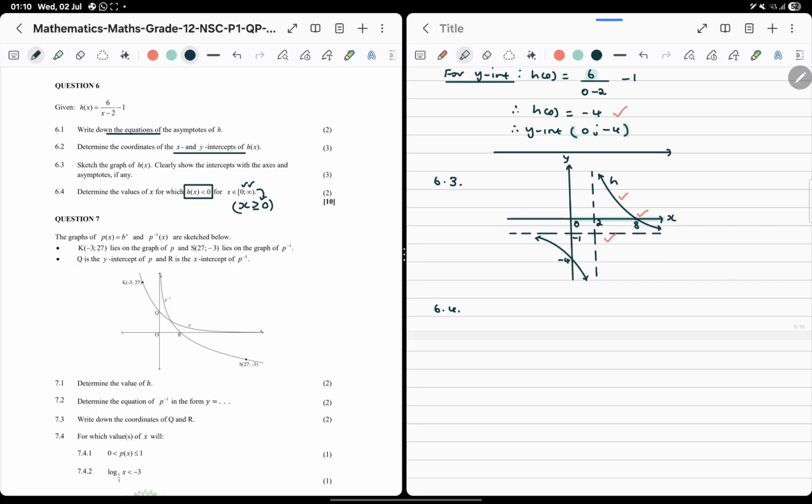When is our graph below the x-axis? And we will see and appreciate that our graph is doing that here when x is less than 8.